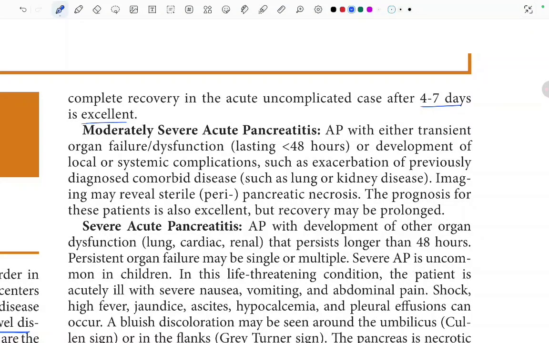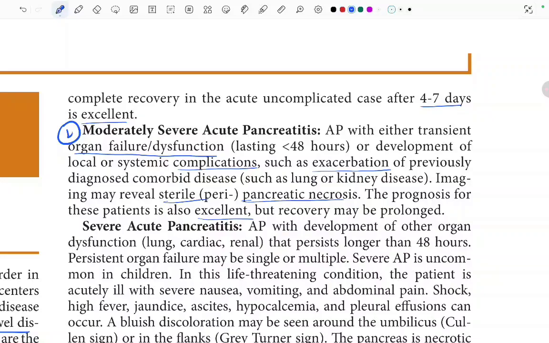Now coming to the second type, moderately severe acute pancreatitis: acute pancreatitis with either transient organ failure or dysfunction lasting less than 48 hours, or development of local or systemic complications, such as exacerbation of a previously diagnosed comorbid disease like kidney or lung disease. Imaging reveals sterile pancreatic necrosis. The prognosis for these patients is also excellent, but recovery may be prolonged. So the prognosis of acute pancreatitis is actually really good.